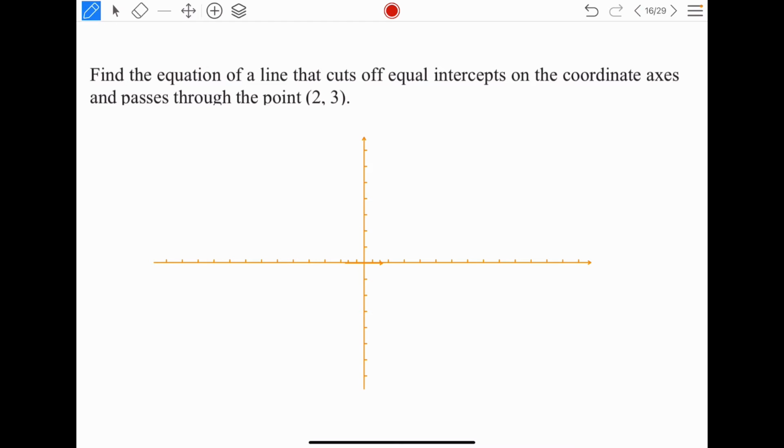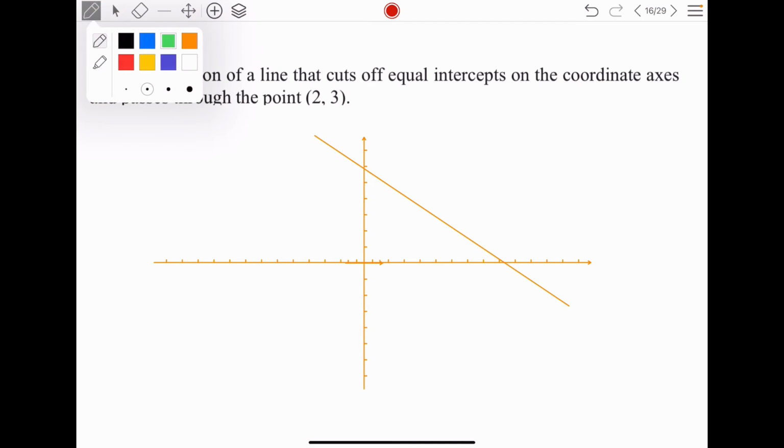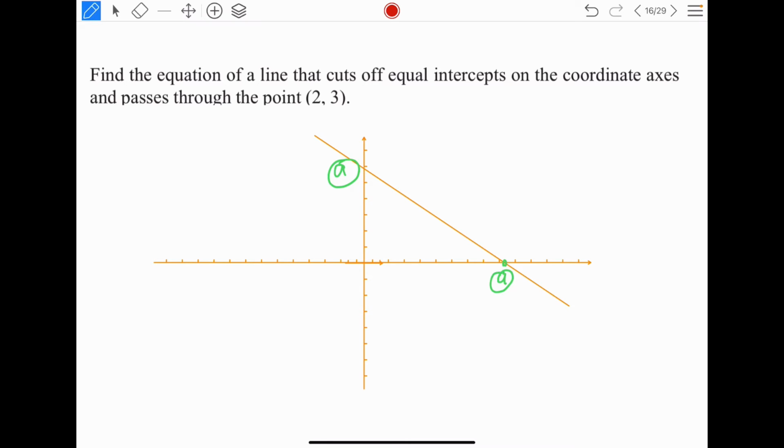Now moving to this question. Find the equation of line that cuts off equal intercepts on the coordinate axis. That means this is my line. Equal intercept in the sense this is A and this intercept is also A. The x-intercept is also A and y-intercept is also A.